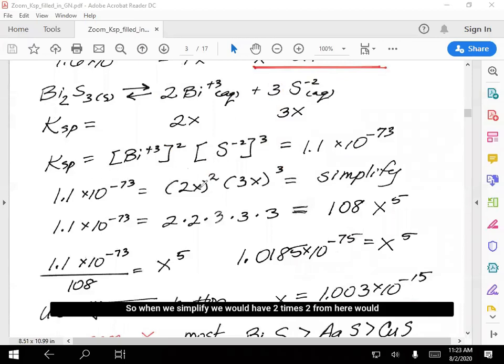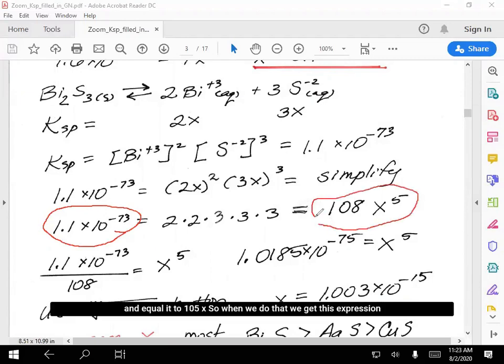So when we simplify, we would have 2 times 2 from here. We would have 3 times 3 times 3. That would give us 108. And then the x squared times the x cubed will give us x to the power of 5. So the math would be to take the value of the KSP and equal it to 108x to the fifth.